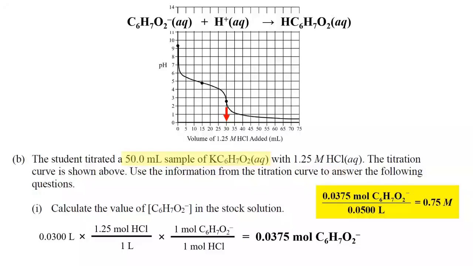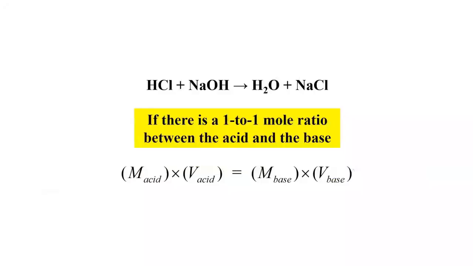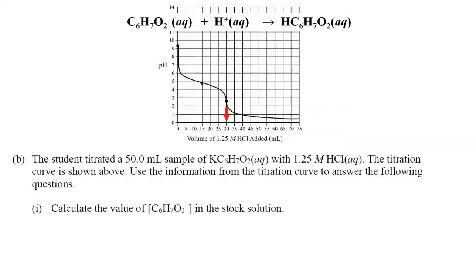Now, before I move on to part B number 2, I'll just remind you of something I had presented in the earlier video on titration calculations, where if you have a 1-to-1 mole ratio between the acid and the base, you can use the following equation, and that is molarity of the acid times volume of the acid equals molarity of the base times volume of the base. But again, that equation only works if you have a 1-to-1 mole ratio between the acid and the base. And we do in this example. There's 1 mole of sorbate for every 1 mole of HCl.